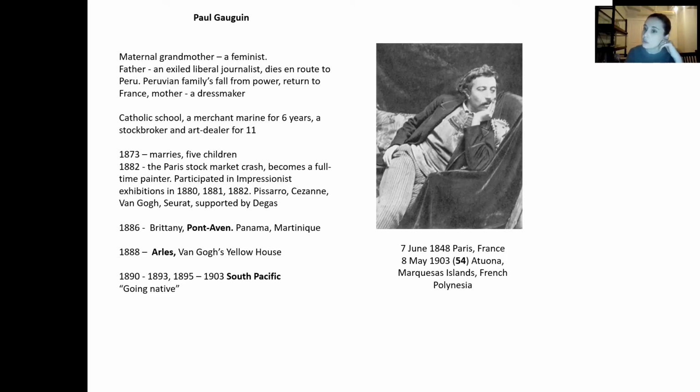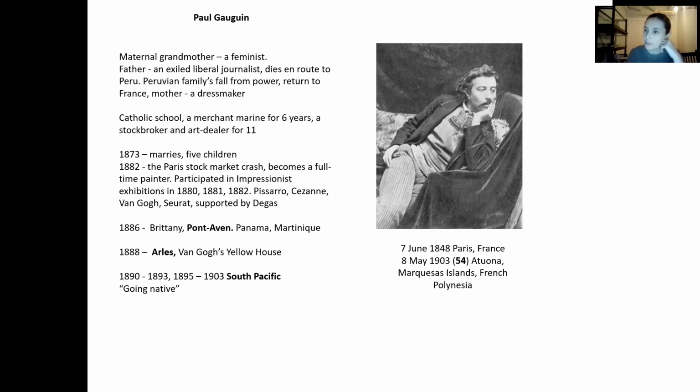He is sent to the Catholic seminary. He's not a very good student. And after the school, no prospects, no connections, he becomes a merchant marine for 6 years and he travels to Brazil, for example. And then he comes to Paris. There is a relative of his mother there by the name of Gustavo Arosa. And Gauguin becomes a very successful stockbroker.